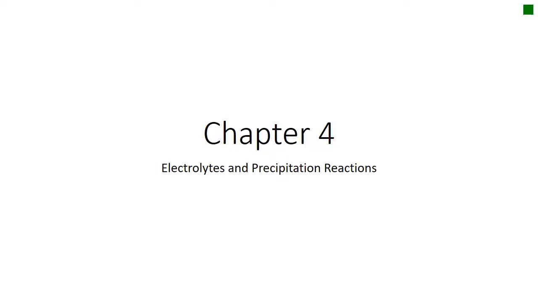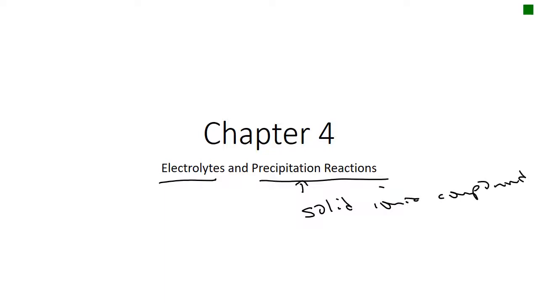Continuing in Chapter 4, let's look at electrolytes and precipitation reactions. Now we know precipitation is going to be the formation of a solid ionic compound. And we know to make a solid ionic compound, we're going to have to start with ions. And so we need to understand that ions are electrolytes and what that means.